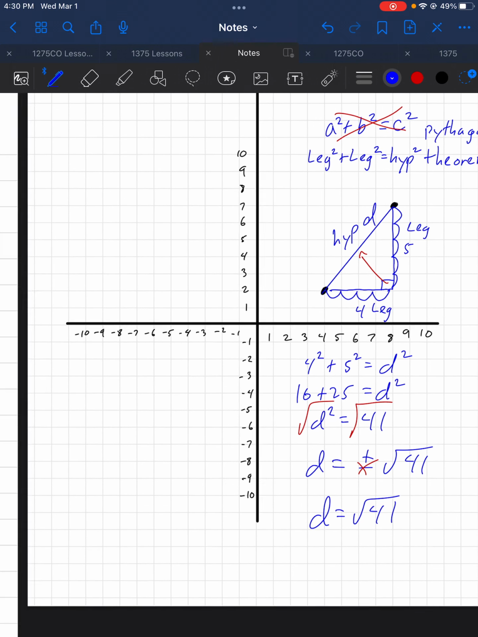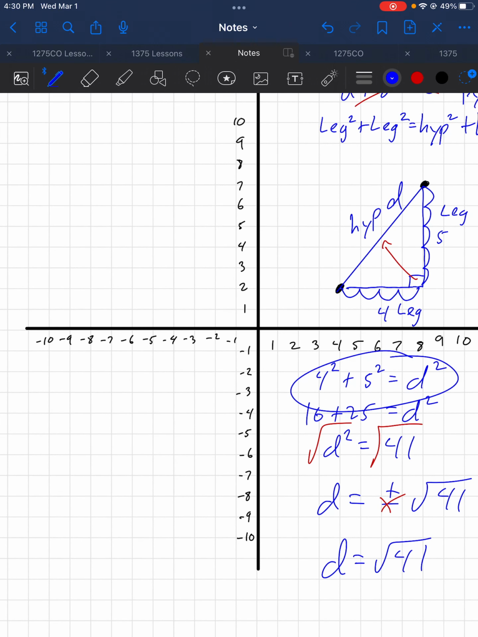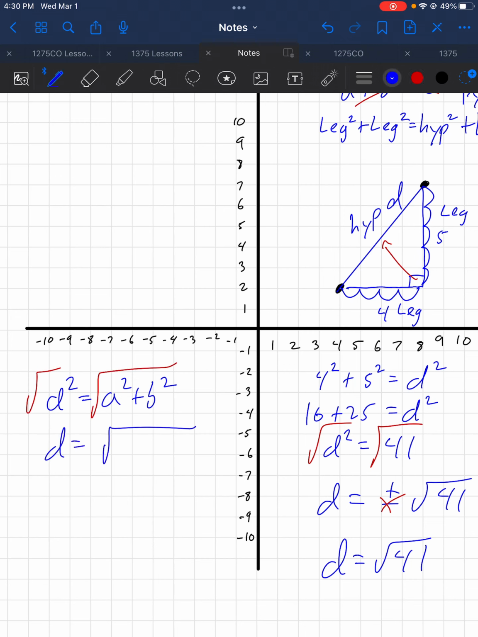So if we were to take this Pythagorean theorem in a general case, d to the second power is equal to a squared plus b squared. Again, I'm just using a and b as the legs just for notation purposes. Now, if we were to solve for d directly, again, we would take the square root of both sides. D is equal to the square root of a squared plus b squared. Now, again, since we're talking about distance, I'm going to skip that plus minus business that usually needs to be there. And this is a formula that calculates d, the distance, directly.